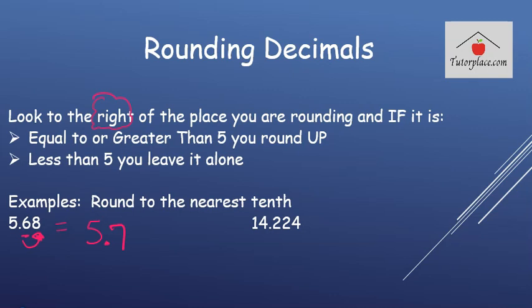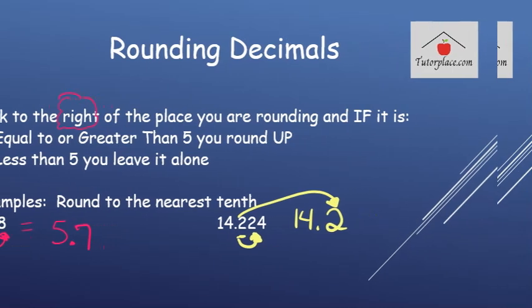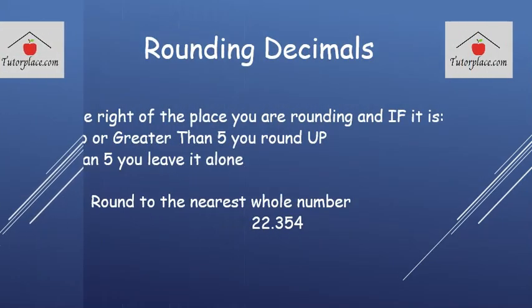14.224. So again, we're rounding to the nearest tenth. The 2 is in the tenth position, the first 2. So I look to the right of it, which leads me to that second 2. 2 is less than 5, which means I leave it alone. So this 2 stays as it is. It does not change. I leave it alone because it's less than 5. All right, let's look at the next set of examples.